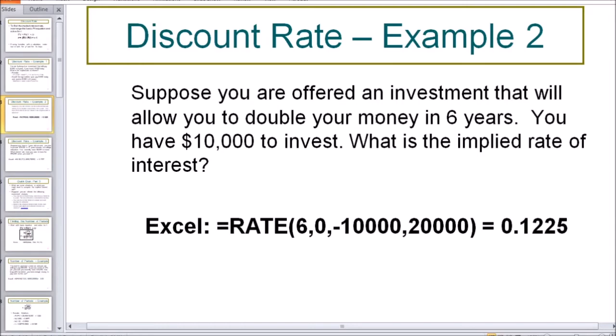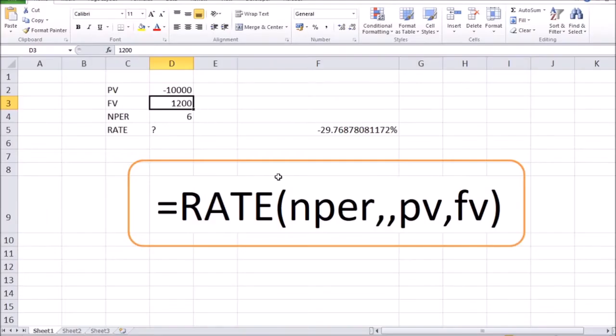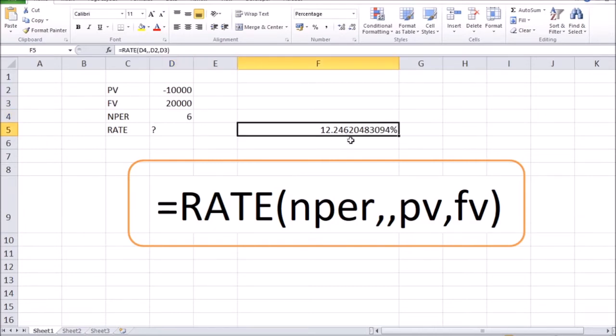So where's the future value here? I don't see any other numbers. Well, if I double the money in 6 years, then I will have 20,000 after 6 years. That's double the 10,000. So 20,000 for the future value. Hit enter, and I'm earning 12.246%.